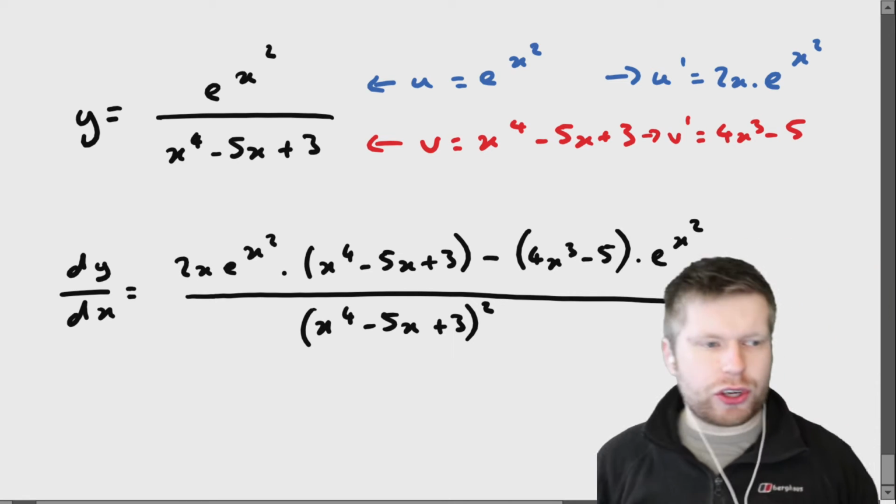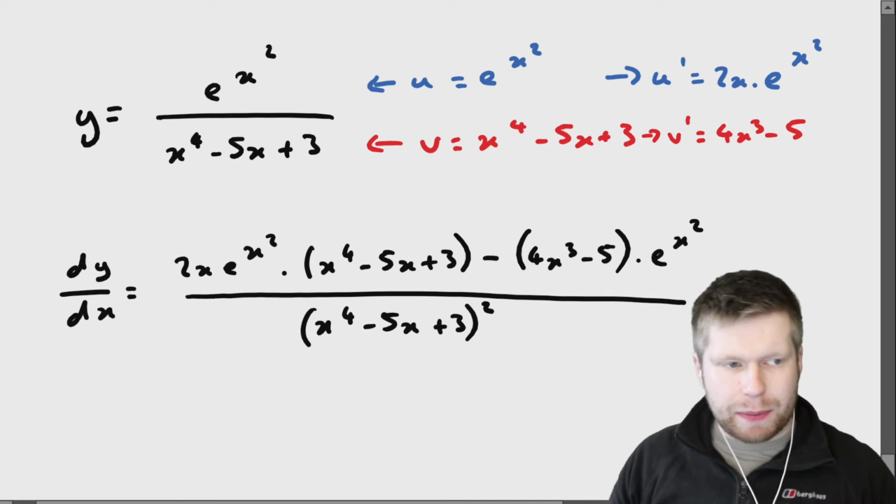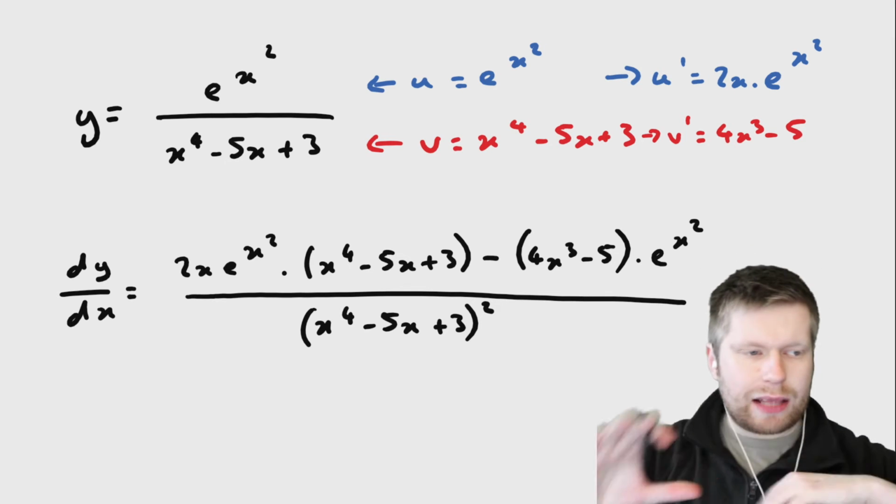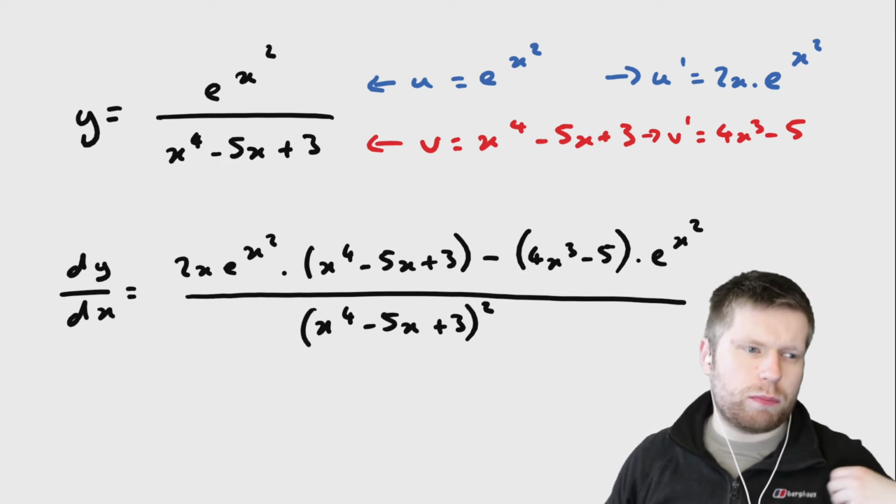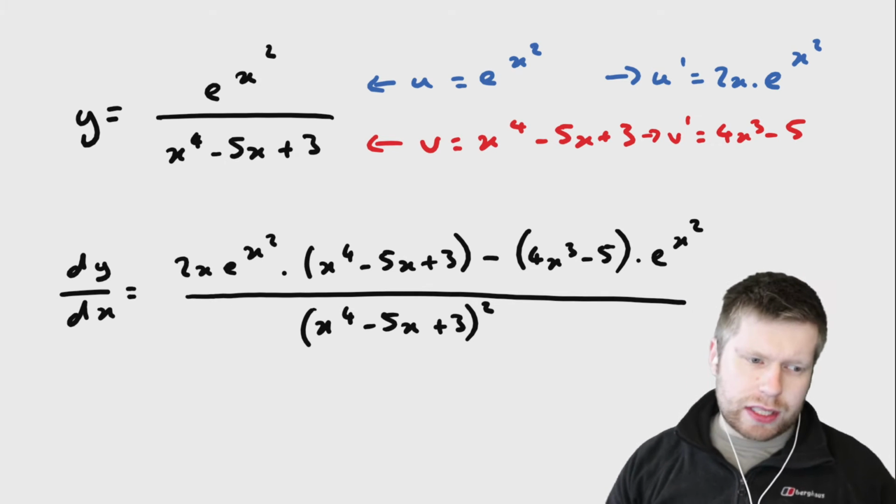Now you could, if you wanted to, go through and simplify that. Notice the fact you can pull out an e to the power of x squared, and then everything else will just kind of cancel down quite nicely. There are a few terms which I probably could cancel. I'm going to leave it like that just for the sake of time.